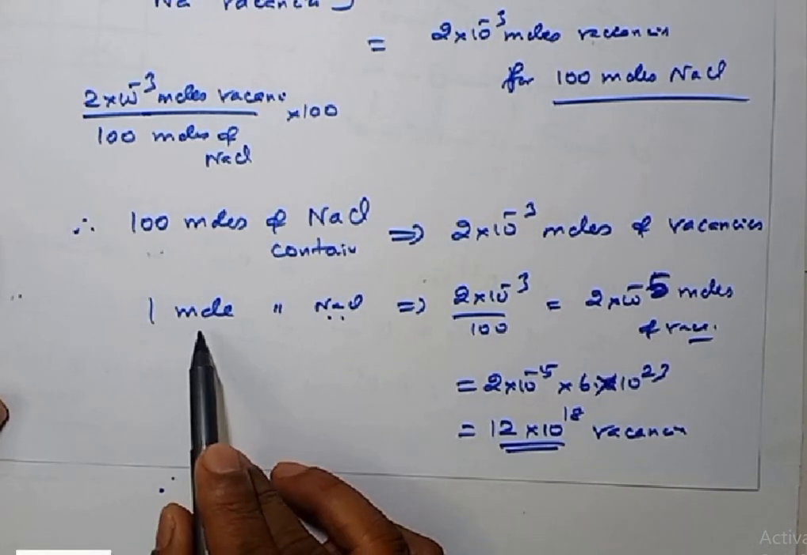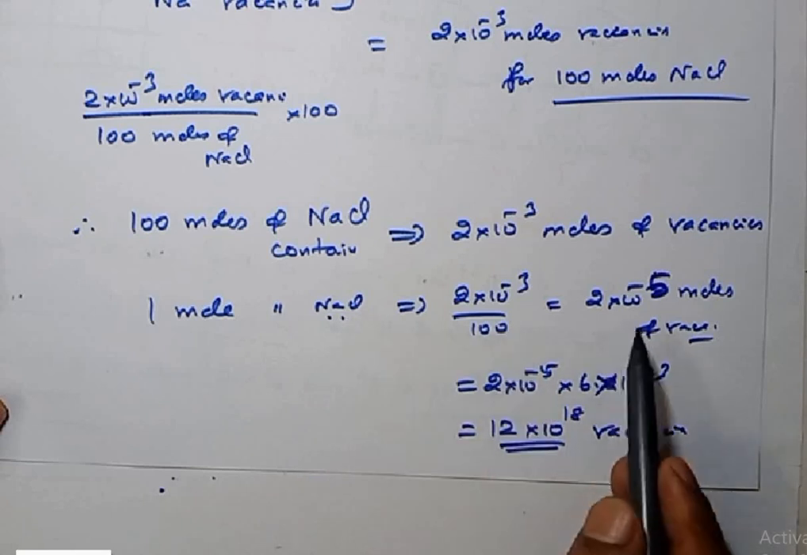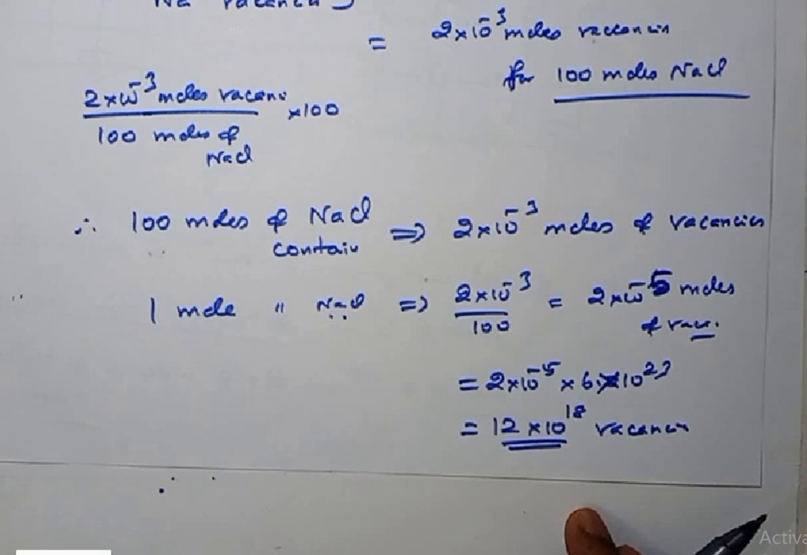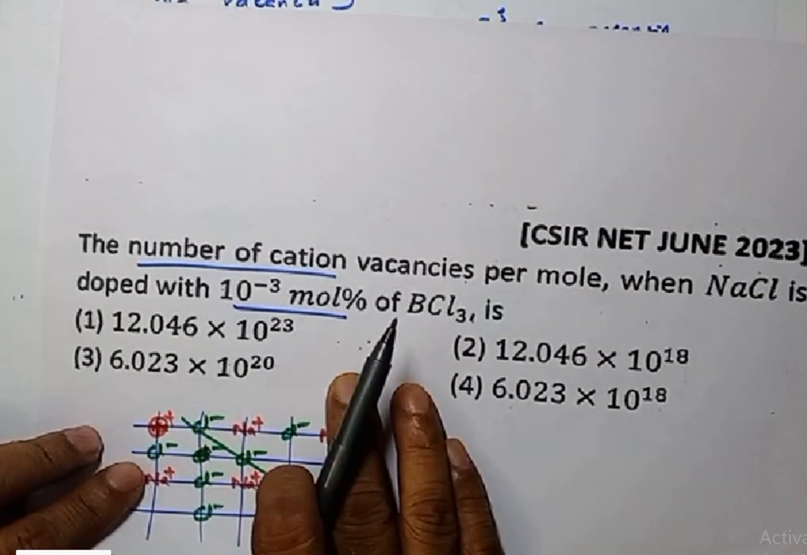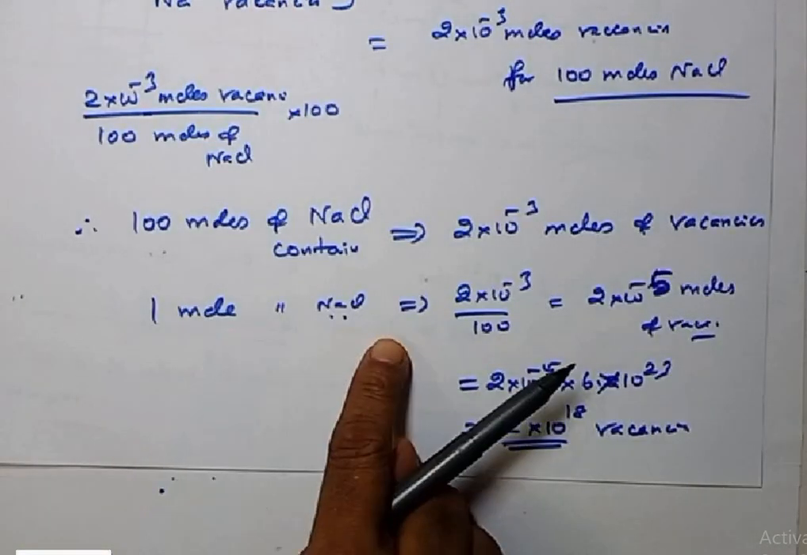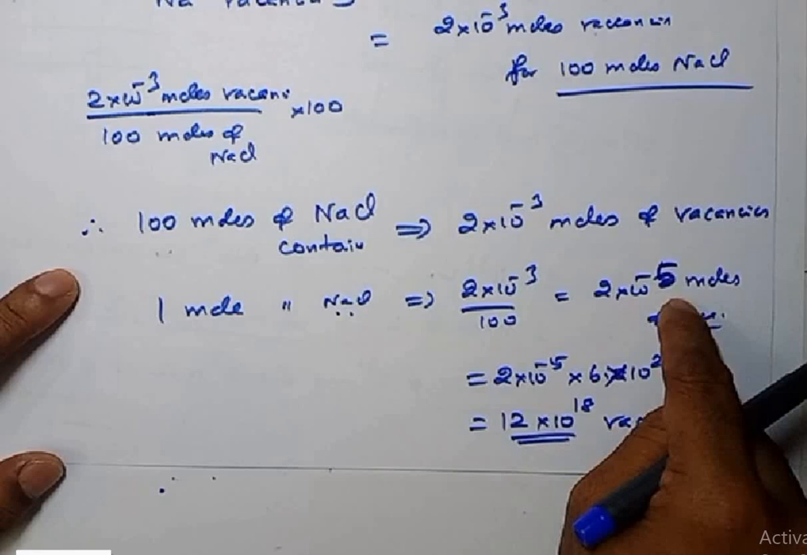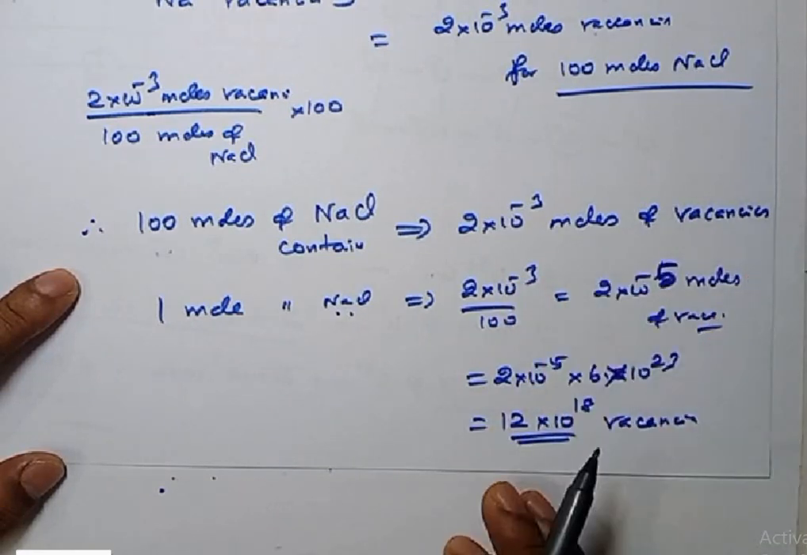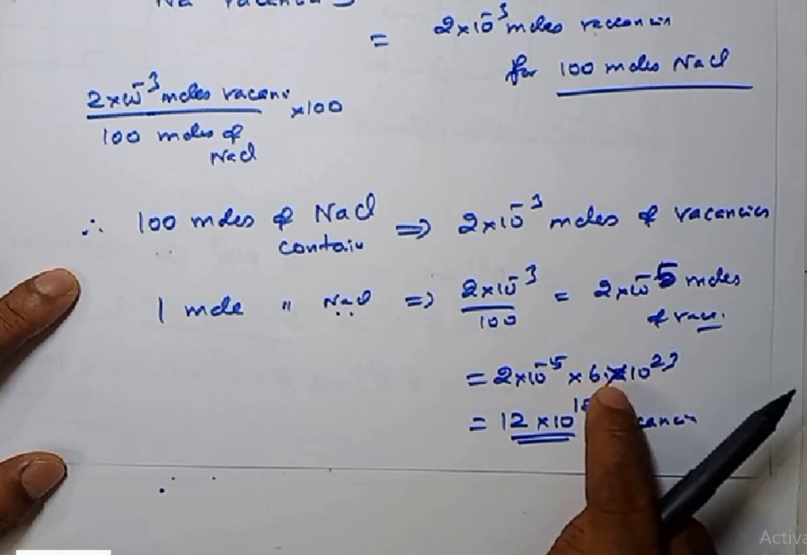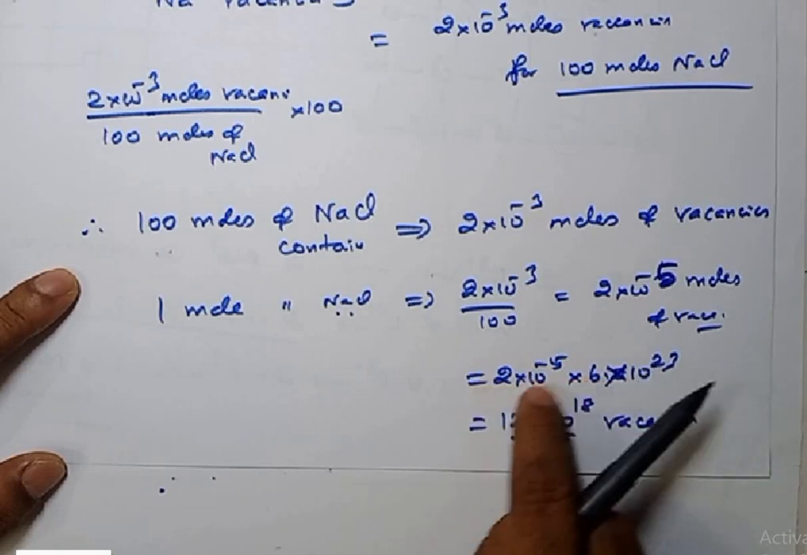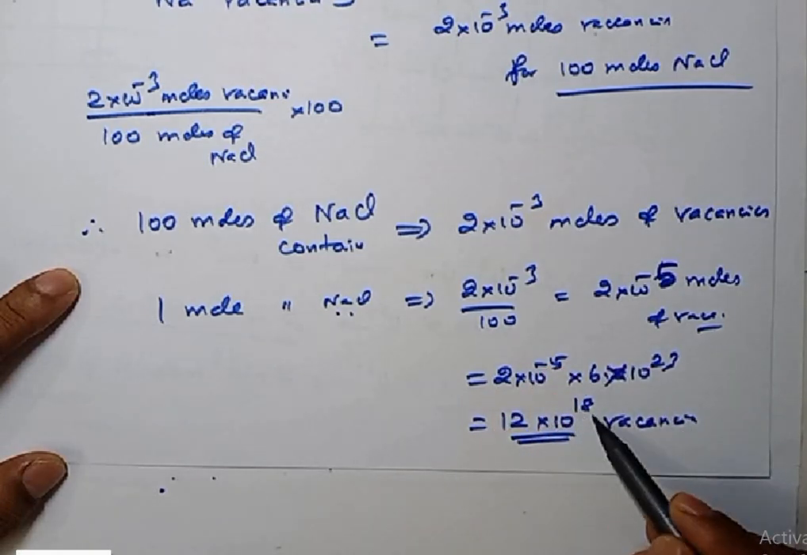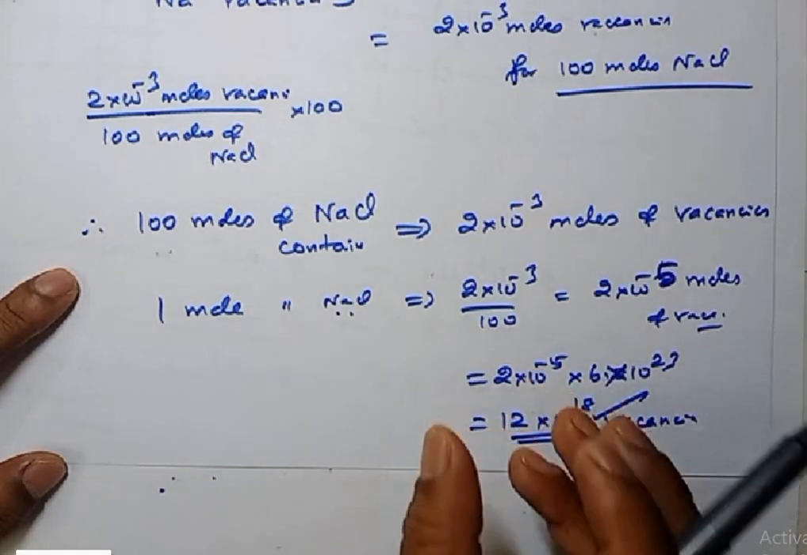Take note. So, here I have given 1 mole of sodium chloride. 1 mole of sodium chloride contains 2 into 10 power minus 5 moles of vacancies. But what they are asking in the question is the number of vacancies per mole of sodium chloride. So, for 1 mole of sodium chloride, these many moles of vacancies are there. You convert these moles into number. How? Just multiply this by Avogadro number. I took Avogadro number simply as 6 into 10 power 23. You just multiply, you will get 6 into 10 power 23 into 10 power minus 5, you will get 6 into 10 power 18. So, these many vacancies are there for 1 mole of sodium chloride.